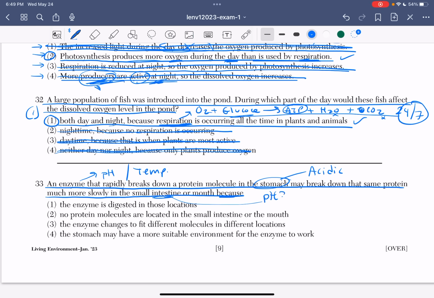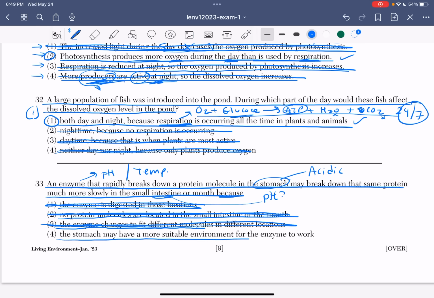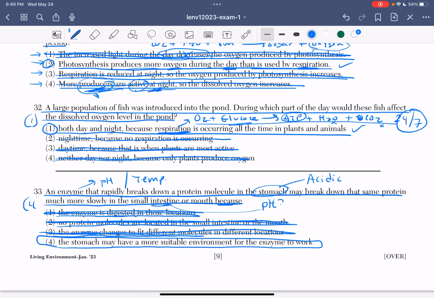Okay, so let's see what the choices are giving us. Is the enzyme digested in those locations? No, it's not. No protein molecules are located in the small intestine. This has nothing to do with the question. The enzyme changes to fit different molecules. Enzymes do not change at all. If anything, they have to stay the same shape. The stomach may have a more suitable environment for the enzyme to work. Yes. So the best choice for number 33 is 4. It has to be at its optimal environment.